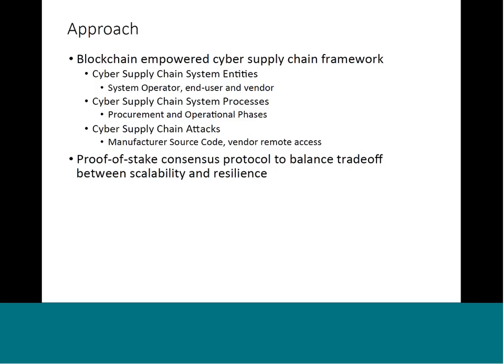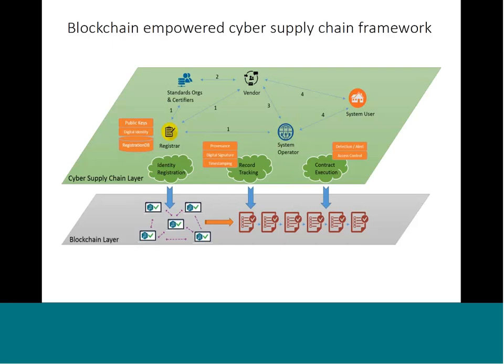In terms of attack surfaces, there are two in particular: the manufacturer source code and the vendor remote access. So the manufacturer source code is how do you make sure that if there are any variations to the code, whether it's the software or the firmware, how do you detect it? So we have certain ideas of how to do so, but how do you realize this in a scalable fashion is something that needs to be looked into. And the vendor remote access that happens in the operational phase, how do you make sure that the remote access, the access control that comes with it, the credentials that come with it, would also be tracked within the blockchain.